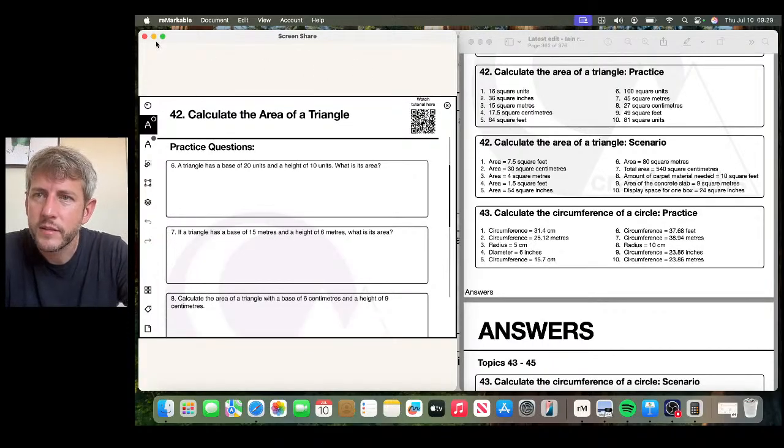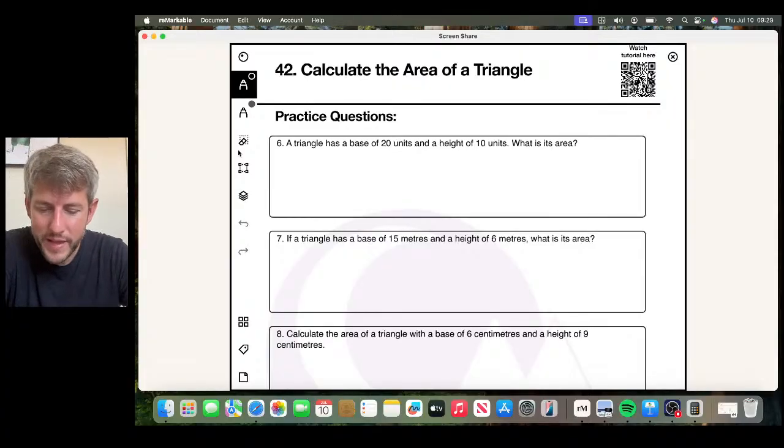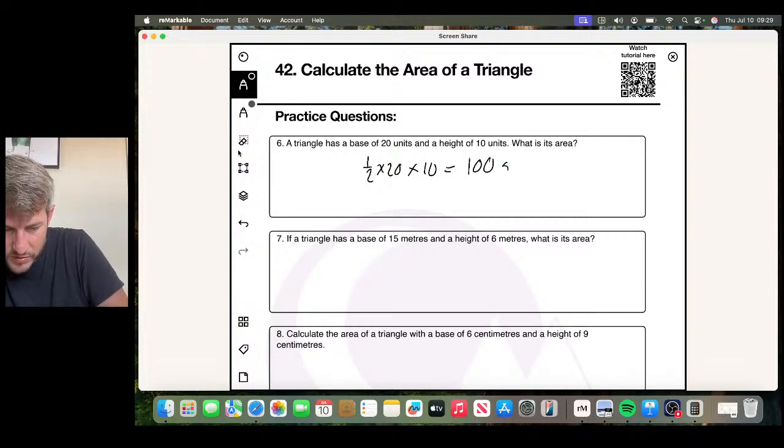Question 6. Okay, so here we go. We've got a triangle has a base of 20 units and a height of 10 units. What is the area? So we've got a half times 20 times 10. Okay, so a half of 20 is 10. So this is just 10 times 10, which is 100 square units.